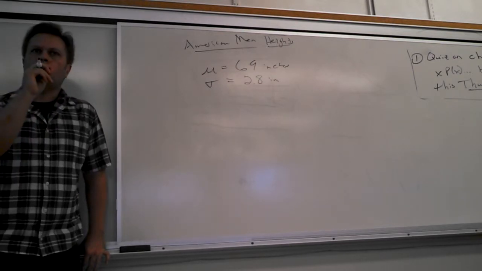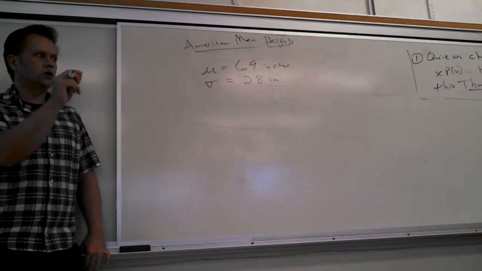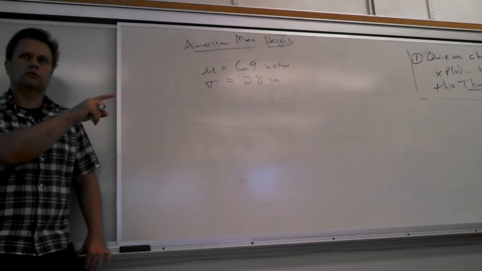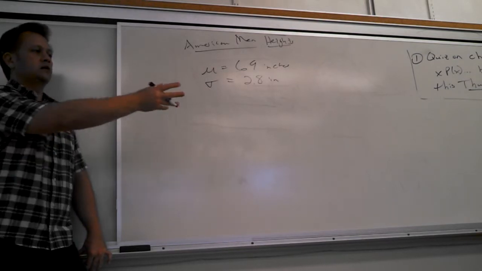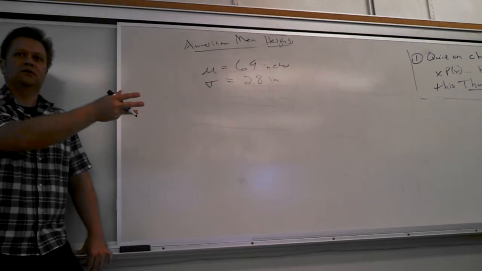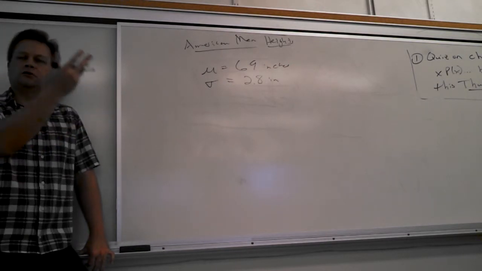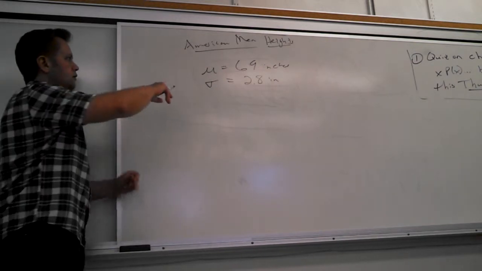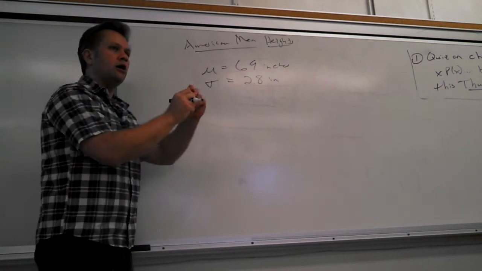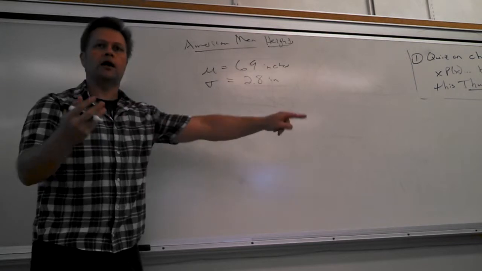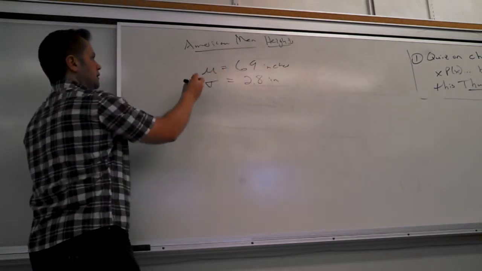So, what do I need to know in order to use the chart? What is the name of the chart? Z-score chart. So what do I need to know before I can use it? Z-scores. So some of the problems are going to have Z-scores, and I can just look it right up on the chart. Some of the problems are going to be like this.